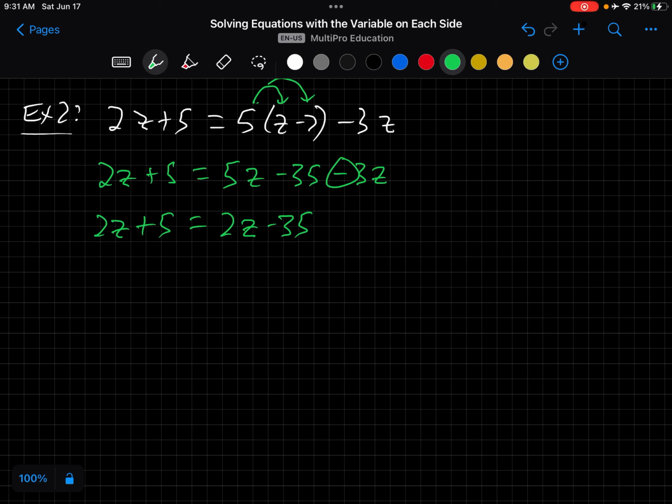Alright, now let's go ahead and divide each side by 2z. Well, let's go ahead and subtract 5. Subtract 5. So 2z is equal to 2z minus 40. Alright, now let's subtract 2z from each side.